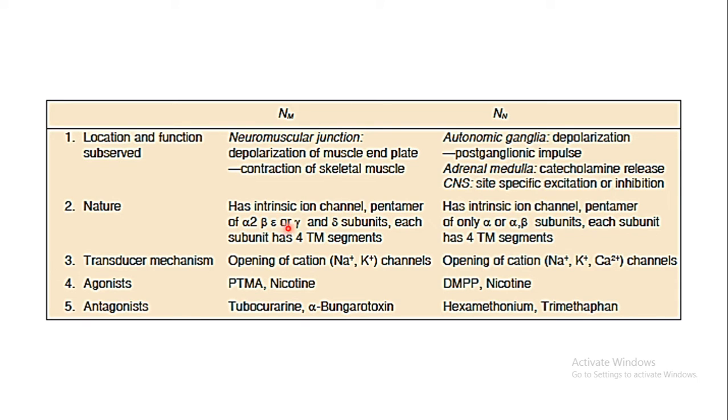But here, unlike the NM receptor, there are many types of subunits, right? Alpha, beta, epsilon or gamma and delta. But here the entire channel is made up of either alpha or alpha beta subunits. Gamma, epsilon or delta subunits are not present over here. The transducer mechanism again involves the opening of the cation channels, that is either sodium, potassium or calcium ion channels will open. Agonists include DMPP and nicotine, and the antagonists include hexamethonium and trimethaphan.